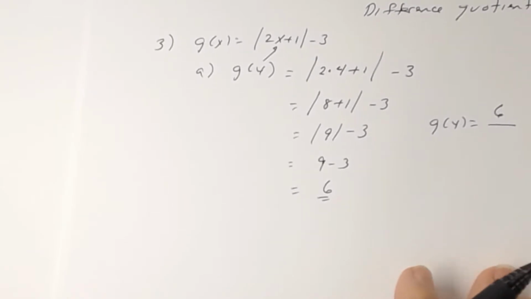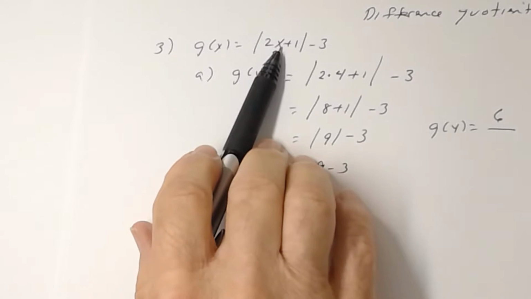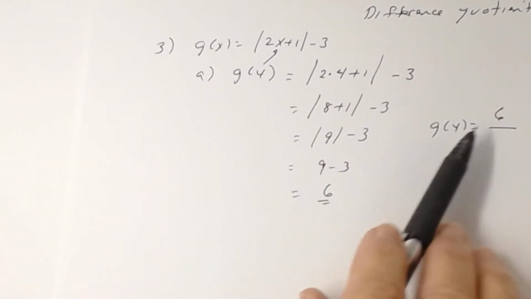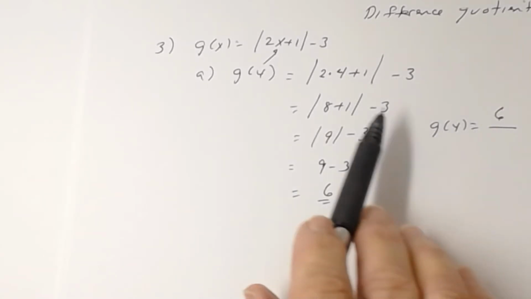Okay? So if you were to graph this function, what does the graph look like for absolute value? Do you remember? 2 lines. That's that V. Yeah? The V, right? The V shape. So when you graph this, what point would be on the graph when x is 4 and y is what? 6. So that point, (4, 6), would be on this graph.